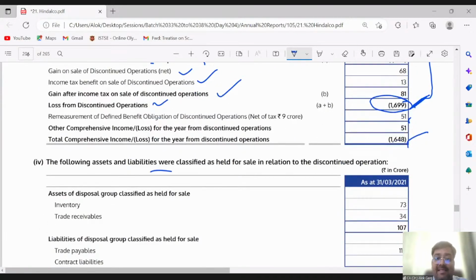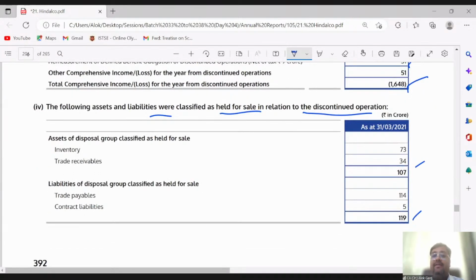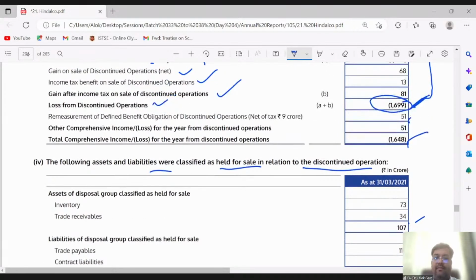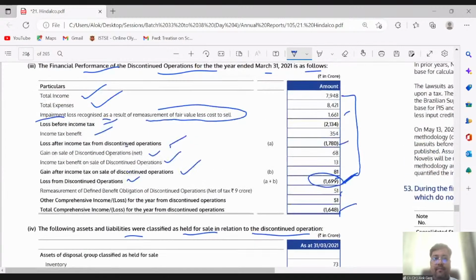And the assets and liabilities which were classified as held for sale in relation to discontinued operation are also given, right? These are the disposal group which have been considered as discontinued operations also. So assets and liabilities are also given. Is it clear, friend? Is it clear or not clear? Tell me. I've shown you the actual disclosure in your listed companies.